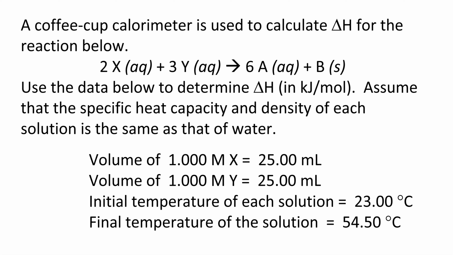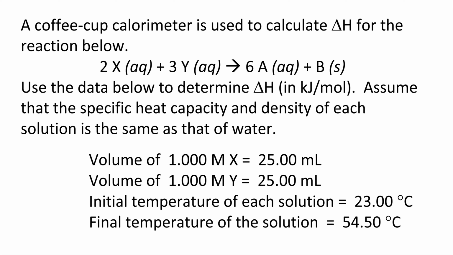So here we have, again, a coffee cup calorimeter, and we're going to use it to do the same thing, to determine delta H for this reaction. And this reaction is a little more unusual. We have 2X aqueous plus 3Y aqueous will yield 6A aqueous plus B solid. So we'll use our data that we have here. Well, imagine we've done this experiment in a little coffee cup calorimeter, and use that data to find delta H also in kilojoules per mole.